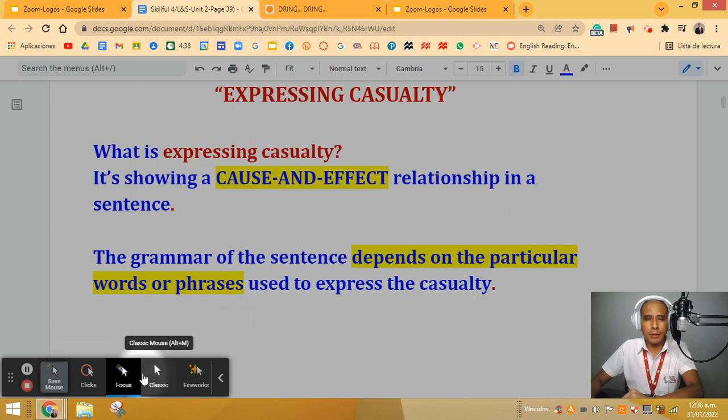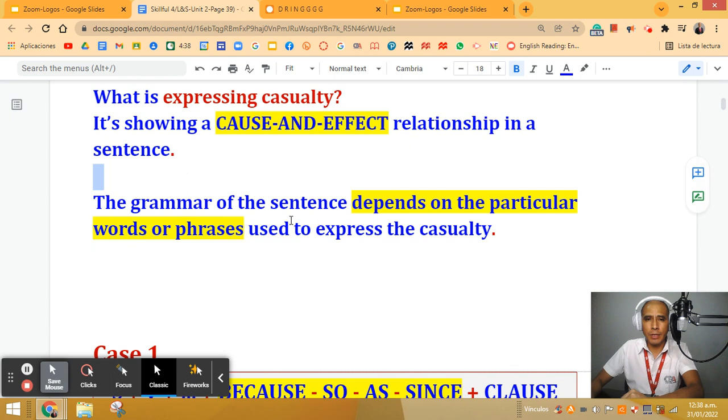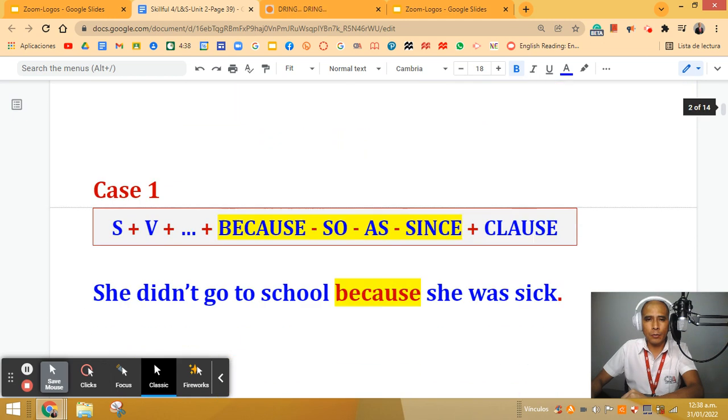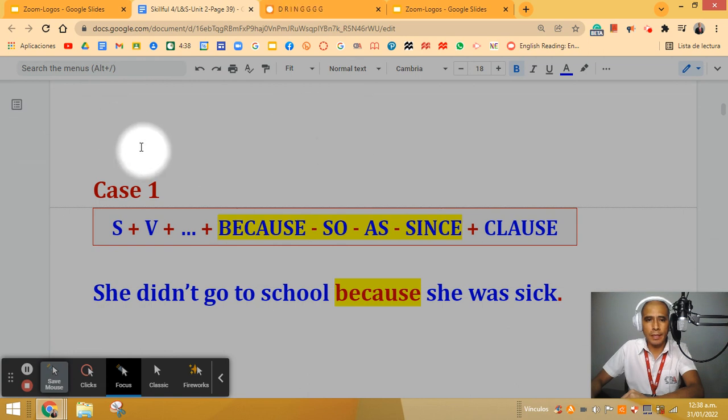In order to understand this much better, we're going to see some cases, and we're going to start with case number 1, as you can see on the screen. So let's analyze this first one. Here we have because, so, as, since. The example says, she didn't go to school because she was sick. In this case, the word because joins the first and the second clause.